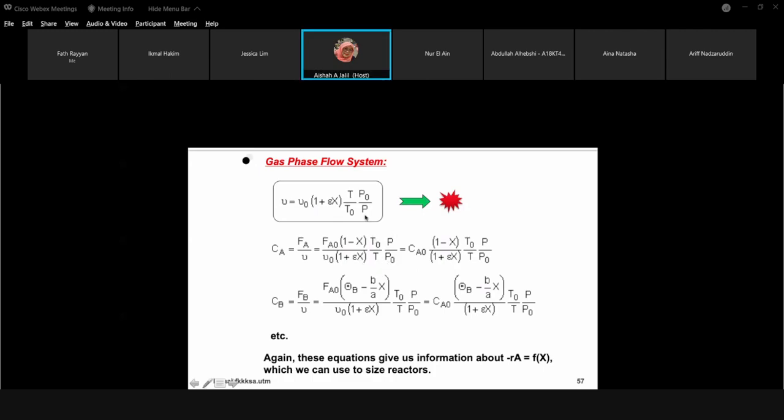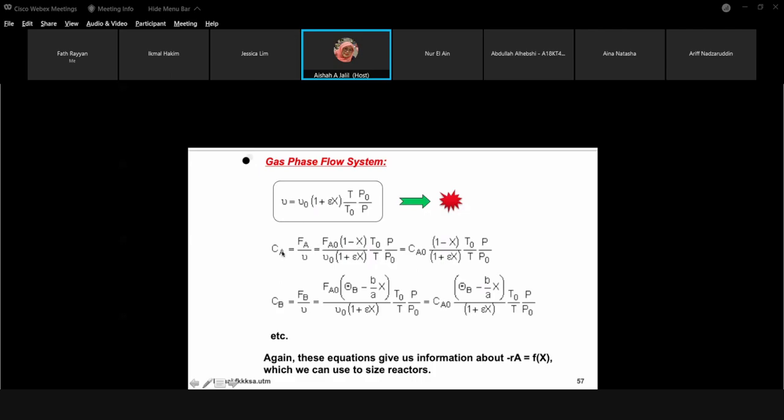You can see this is the reverse one, with T naught, P over P naught. So FA naught over V naught becomes CA naught, and this equation becomes like this. So just remember this one and this one, they are the same. This equation gives us information about negative rA in terms of X, which you can use to size the reactor later.